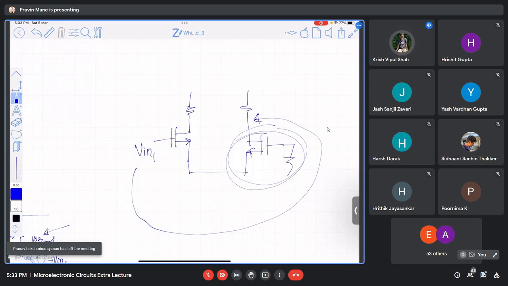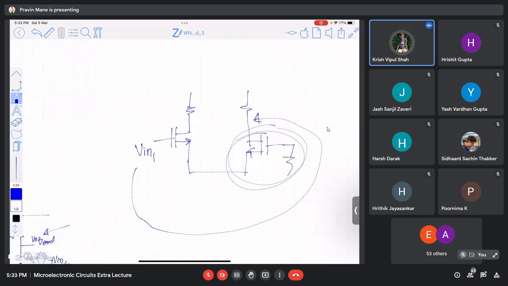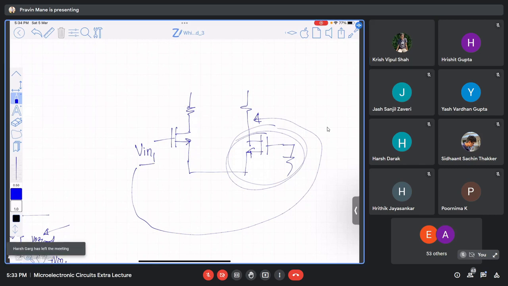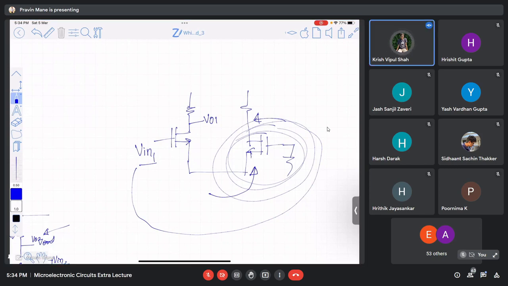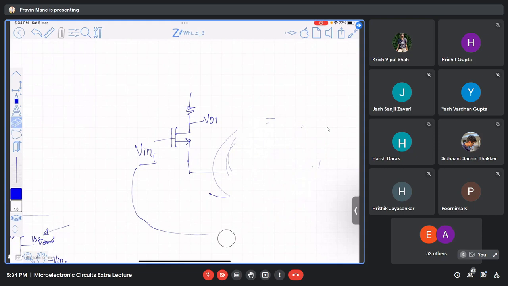Now, in the circuit which you have drawn, can't I replace the encircled thing with 1 by GM2 and then take it in the source of transistor M1? When I have to find out VO1 by V in 1, I can replace this by its resistance, because its gate is already shorted, right? So what is the impedance looking from this? 1 by GM2. So I will replace it by its resistance now, not by Thevenin's equivalent, because there is no input voltage source now.